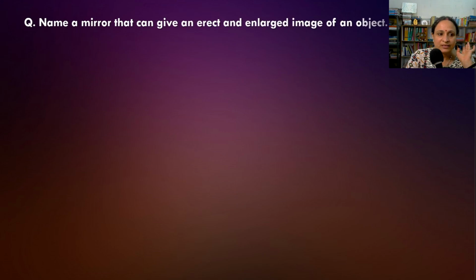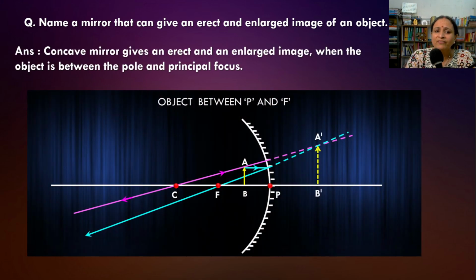Now, the next question for you. Name a mirror that can give an erect and enlarged image of an object. Concave. Yes, when? When the object is between the focus and the pole, the image is virtual and enlarged. In all the other cases, in the case of the convex mirror, it is small. In the case of the plane mirror, it is of the same size. But in the case of the concave mirror, the size of the image is quite larger than that of the object. Okay, so understood this?